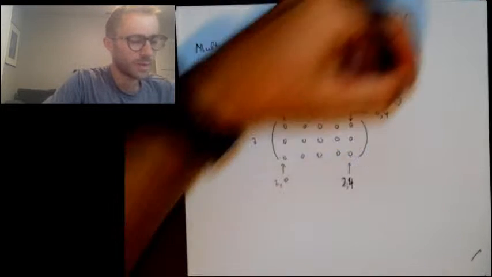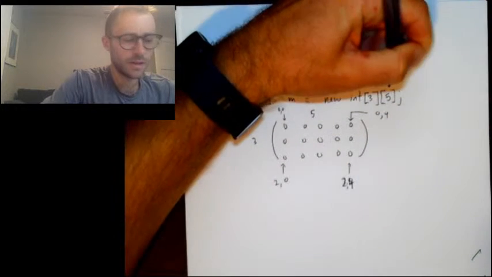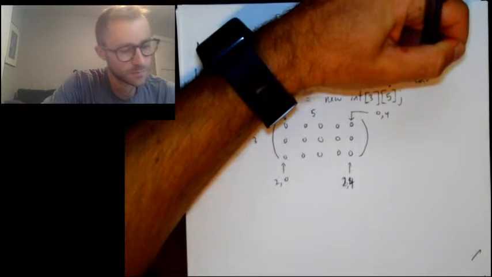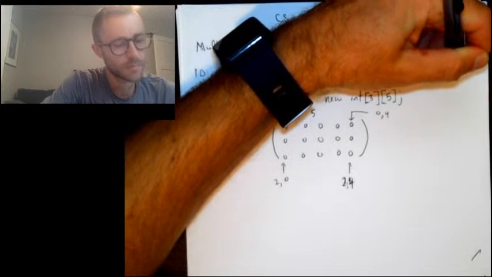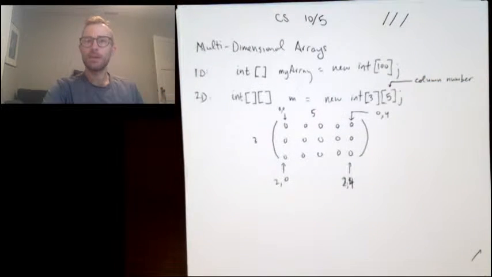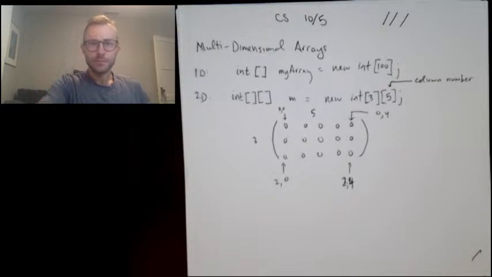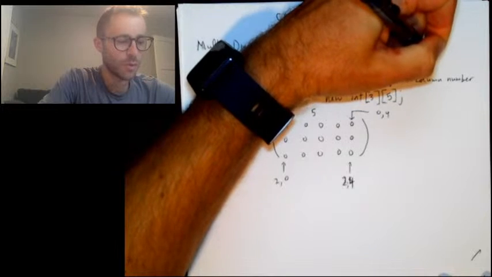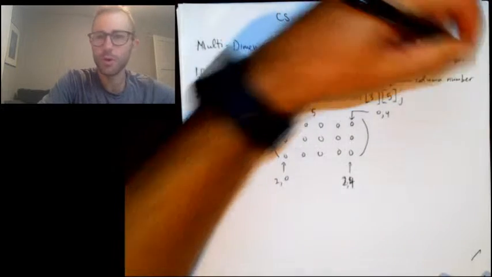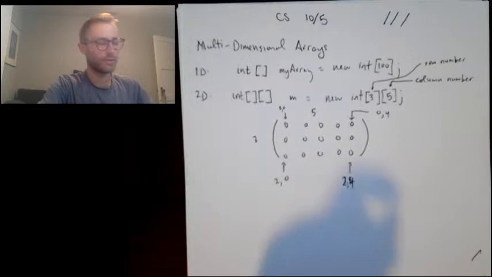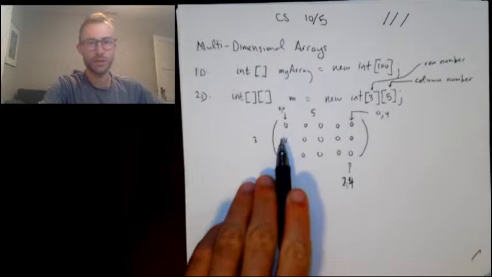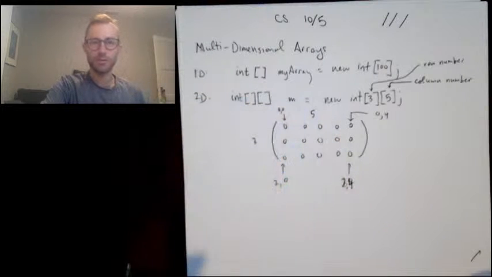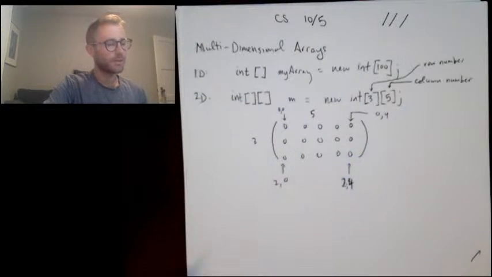Okay, so we could think about the second index here as the column number, and then we can think about this as the row number. So we have a row number and we have a column number. So this has 3 rows and 5 columns, and these are just labeling. So we can identify a specific number in the array based on that.